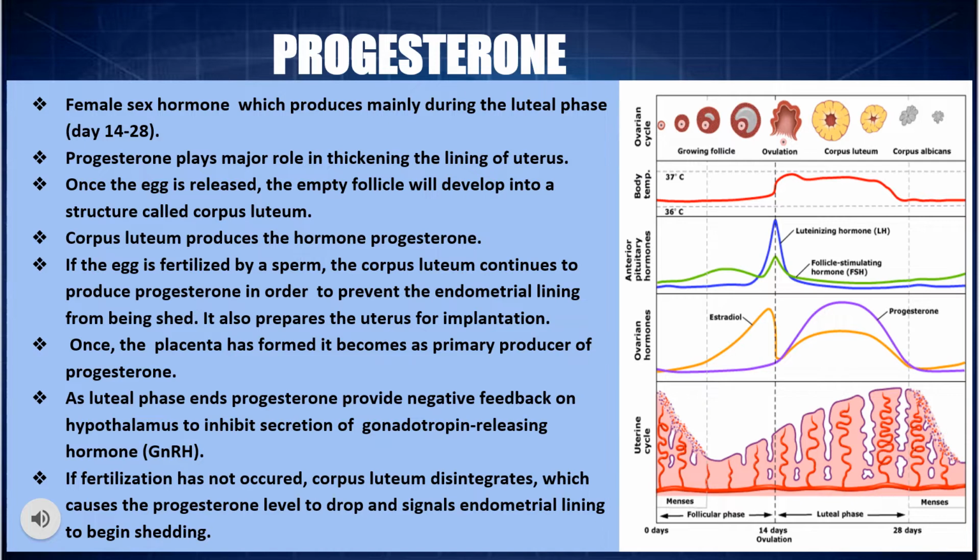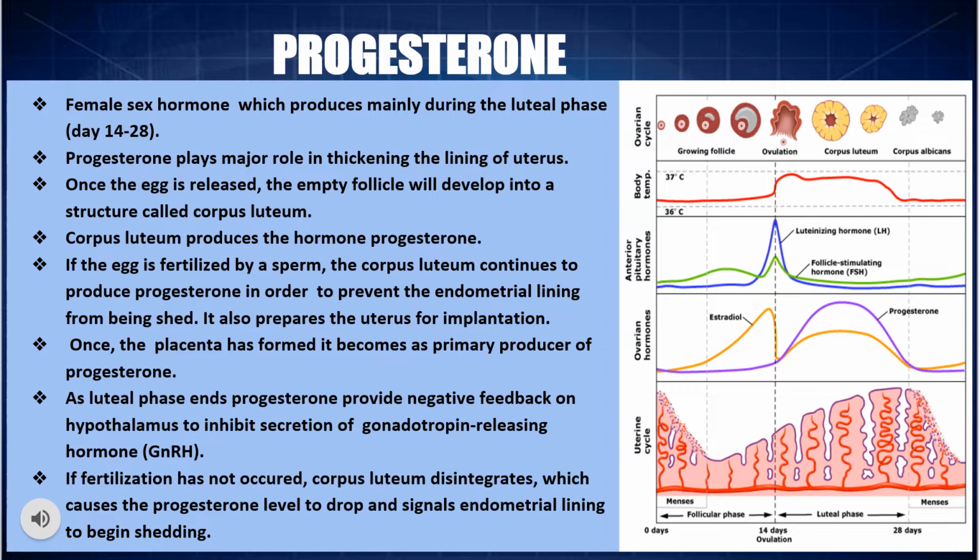Progesterone is one of the female sex hormones, which is produced mainly during the luteal phase. The luteal phase starts after ovulation and ends with the first day of menstruation. One of the major roles of progesterone is thickening the lining of the uterus, which is also known as the endometrial lining. Once the egg is released from the follicle, the empty follicle will develop into a new structure called the corpus luteum. Then the corpus luteum will produce progesterone.